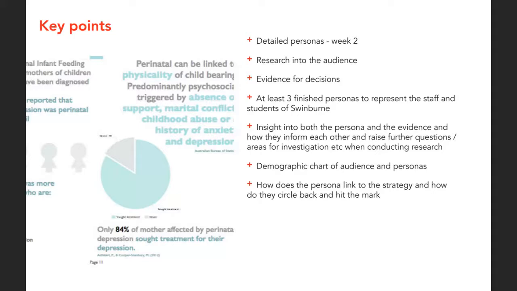Insight into both the persona and the evidence and how they inform each other and raise further questions or areas for investigation, etc. when conducting research. And how does your evidence and your persona connect and inform your strategy? The demographic chart of audience and personas, so include demographics, and at the end you want to circle back and think about if that persona really links to the strategy and if it hits the mark.